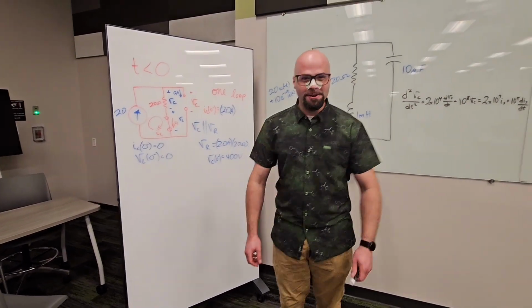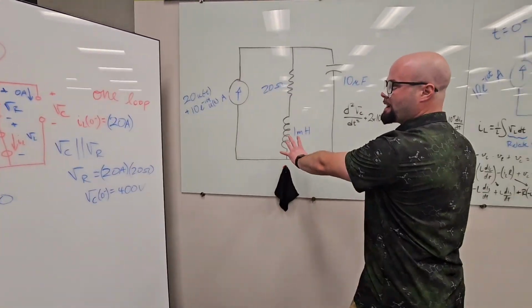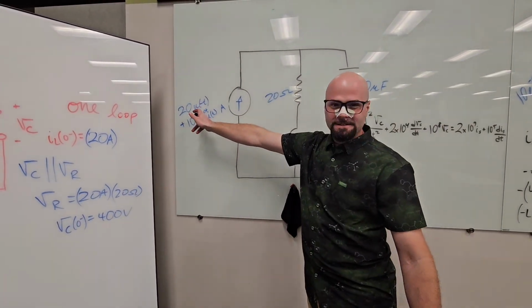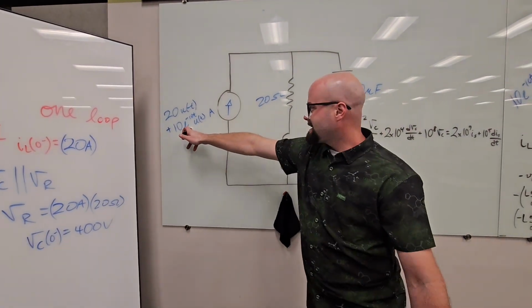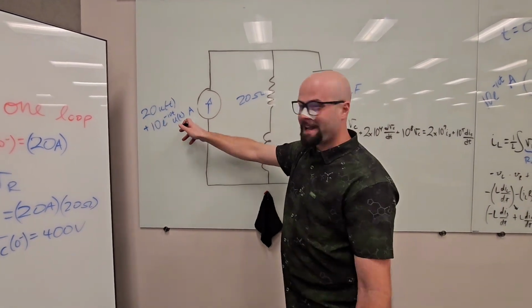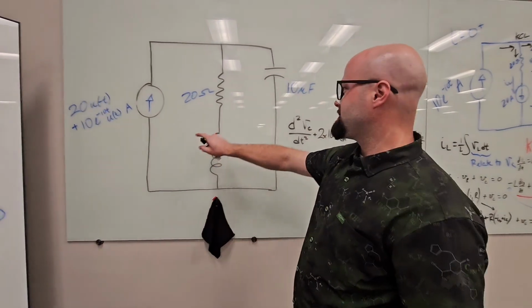Jesse, we need to learn RLC circuits and differential equations. All right, Jesse, here's our problem. We have 20 amps times u of negative t, plus 10 amps times e to the negative 10t times u of t amps. All right, so this is the problem we did on the quiz the other week.